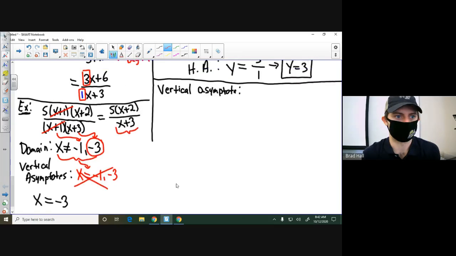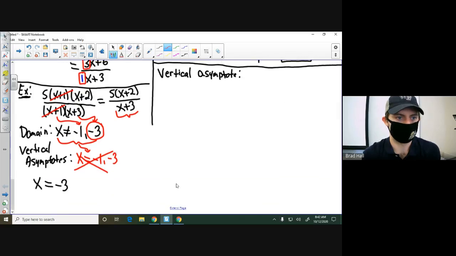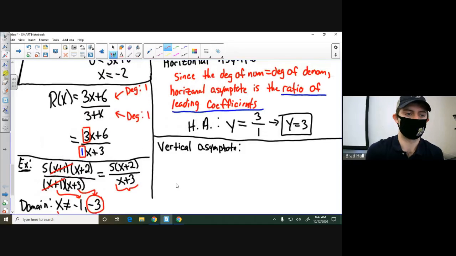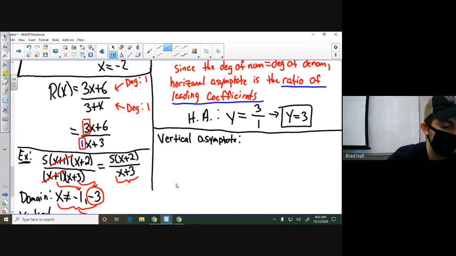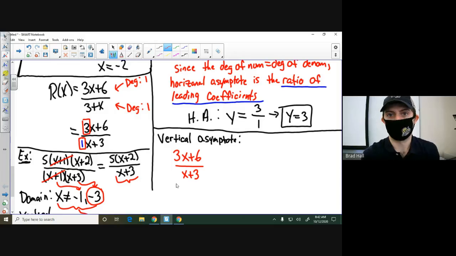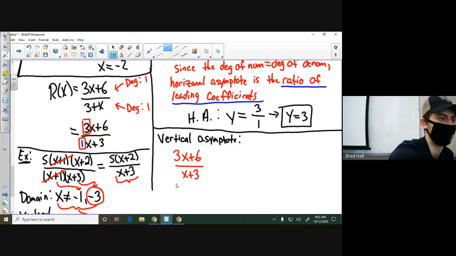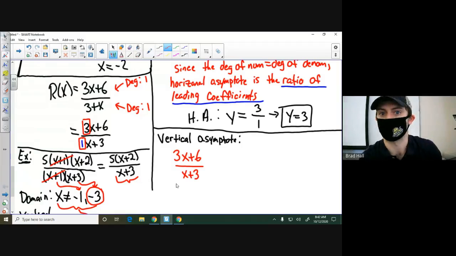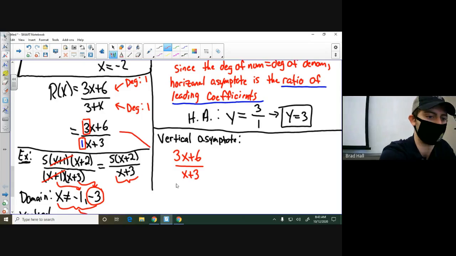So let's bring that back to the problem at hand. The problem we had was 3x plus 6 over x plus 3. Now, before we figure out the vertical asymptotes, we want to see: are there any removable discontinuities? And x plus 3 or 3 plus x, it doesn't matter. They're both the same thing. I'm just going off of this simplified form.